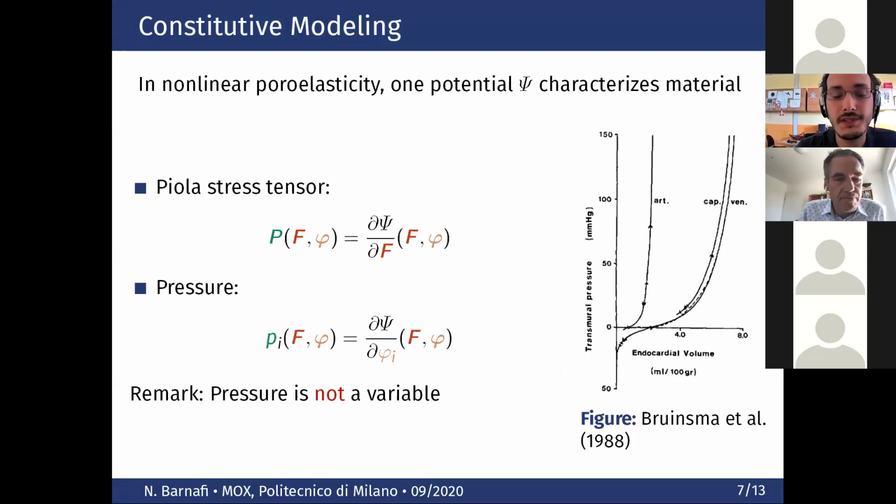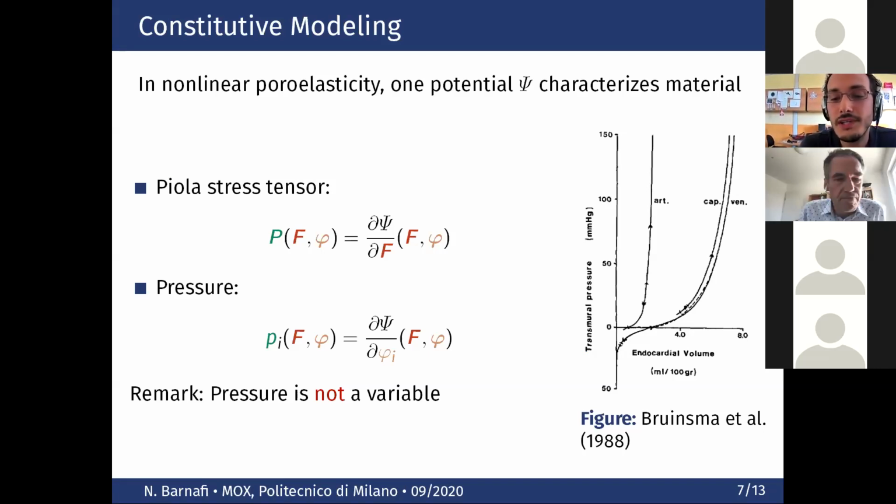In particular, the Piola-Kirchhoff stress tensor is given by the derivative of the energy with respect to the strain. This is the same as in nonlinear mechanics, and I usually consider this a generalization of the energetic framework. So we have the stress tensor here, and the pressure is also given by constitutive modeling. We have exactly the same potential, and we take its derivative with respect to the porosities to obtain it.